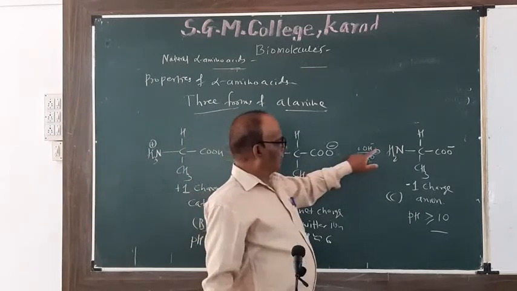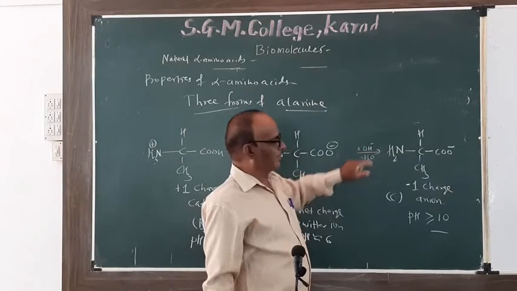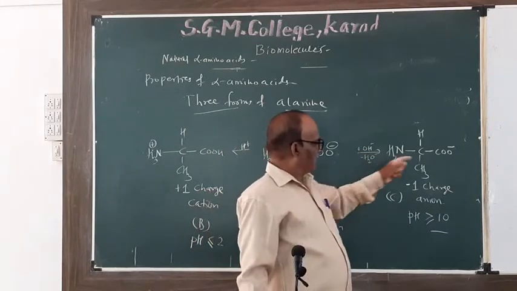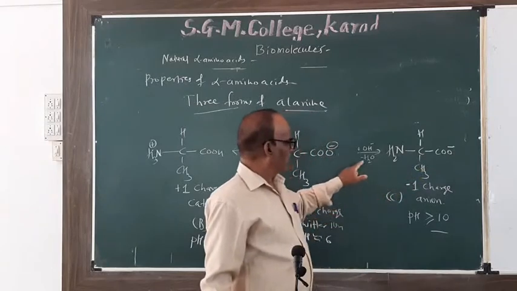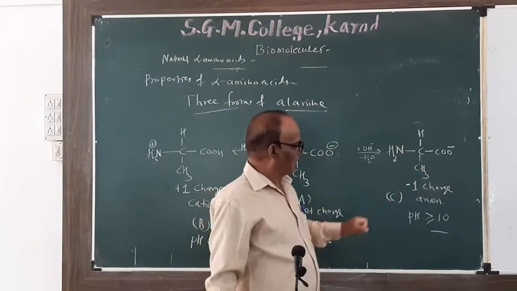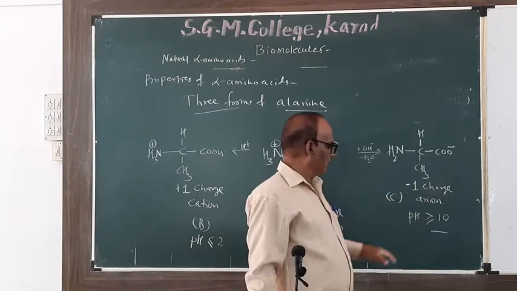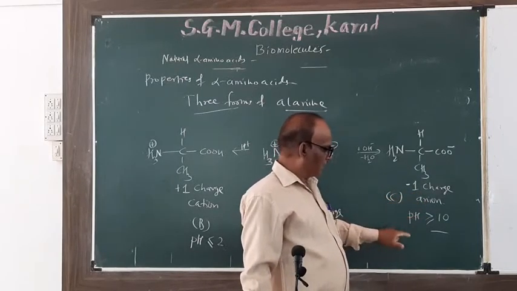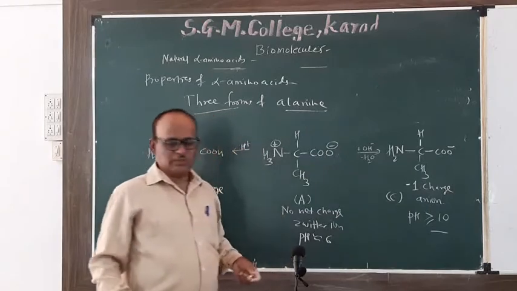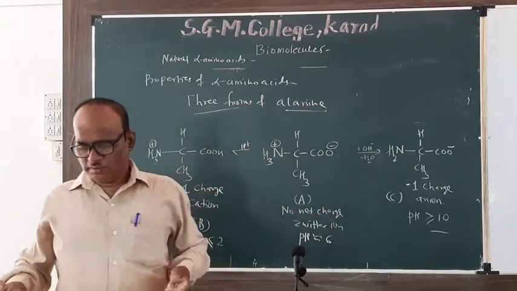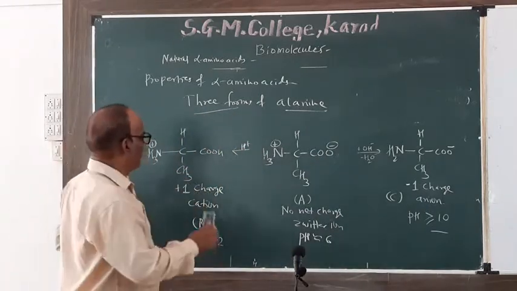When it reacts with base, meaning OH minus, it takes a proton from COOH and loses a water molecule. Then this group carries a negative charge, -1 charge, that is an anion. And for this anion, its pH is greater than or equal to 10. So these are the three forms of alanine.